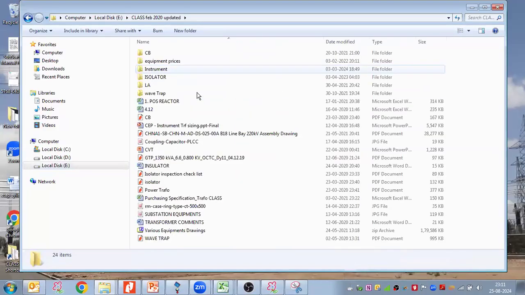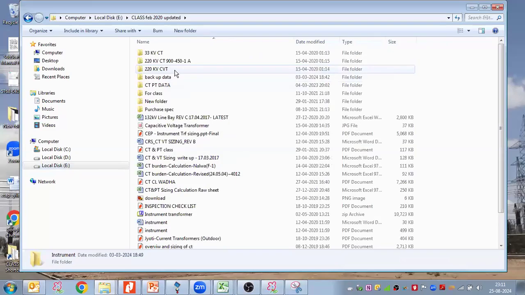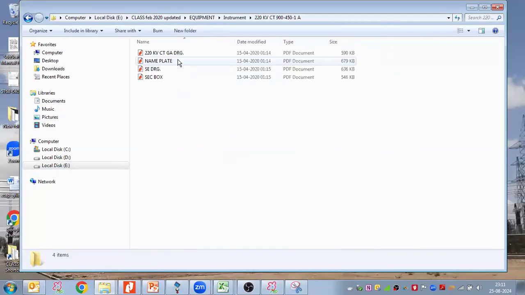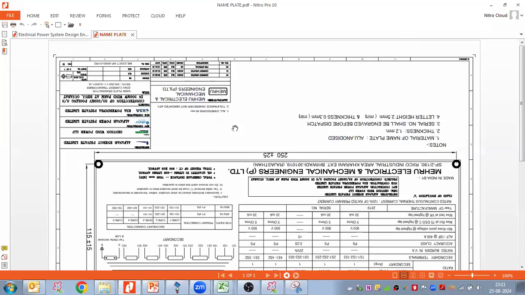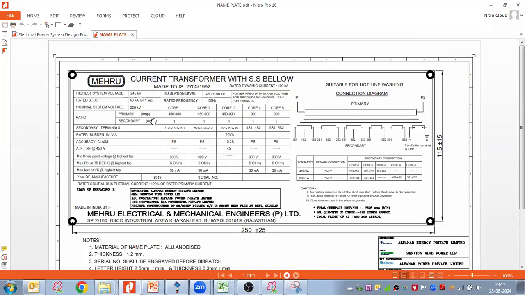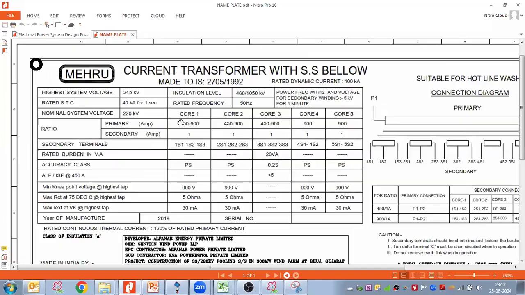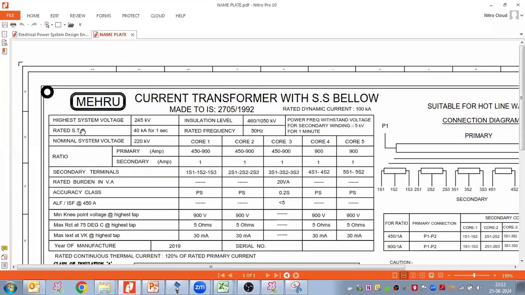Equipment, if I have any rating like a CT instrument transformer, so I take this 220 kV CT secondary nameplate, GA drawing. I require that nameplate now. Here, let us see. Rated short time current 40 kiloampere, right? Yes, sir. So for the CT, 40 kiloampere rated short time rating.